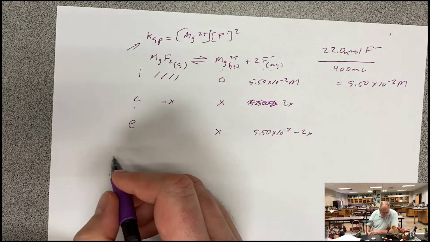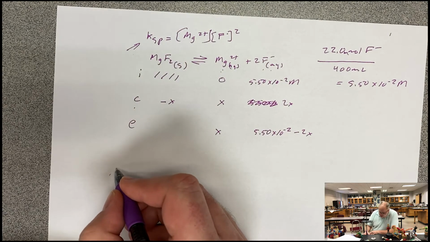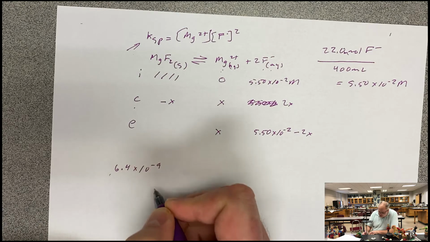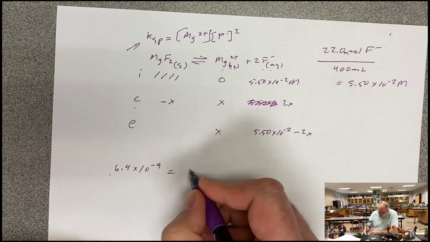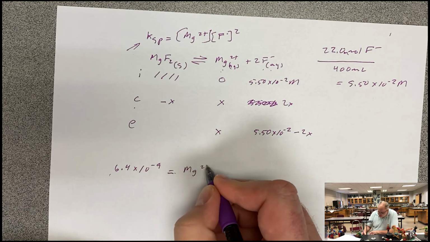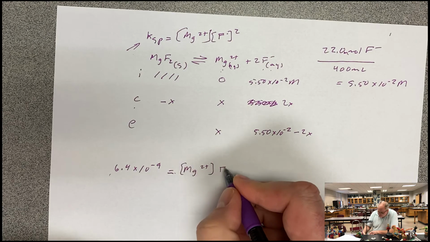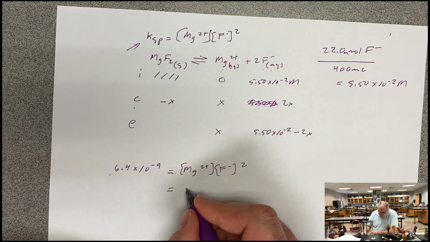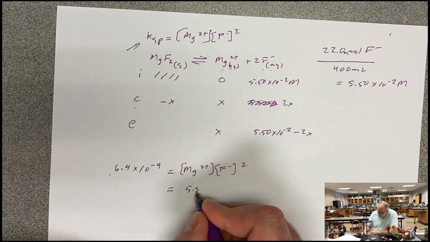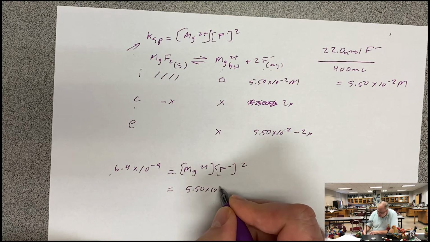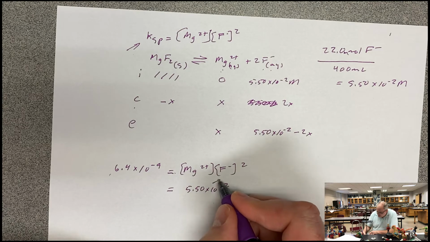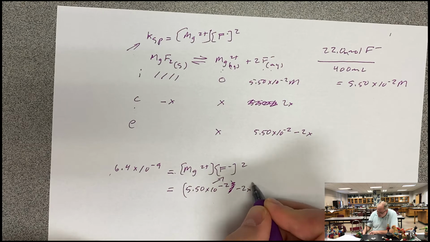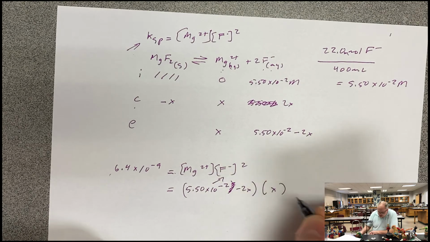Again, I'm just putting the numbers back in here. My Ksp value is 6.4 times 10 to the negative 9. I got that from the beginning of the problem. And that's going to be equal to my Mg2+ concentration times my F minus concentration all squared. If I plug these numbers in, I'm going to end up with 5.50 times 10 to the negative 2 minus 2x, and it's all going to be times x.